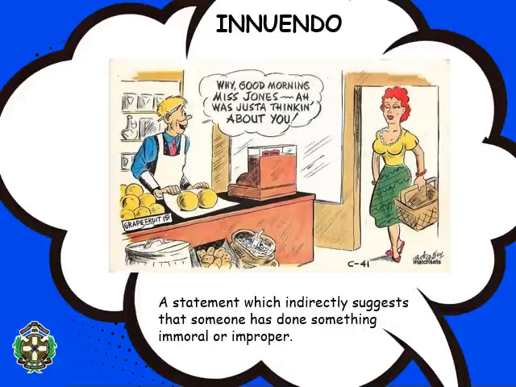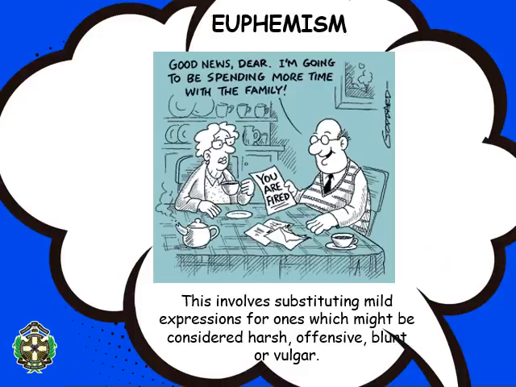Innuendo strays into dangerous territory as it is usually sexual in nature. Here, the round grapefruits look similar to the women's breasts. Euphemistic language can lead to deliberate confusion or misleading statements, which adds to the humor of the cartoon.